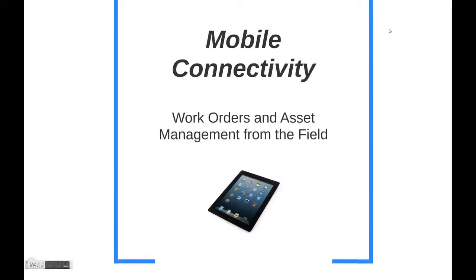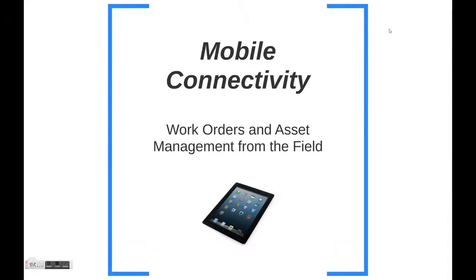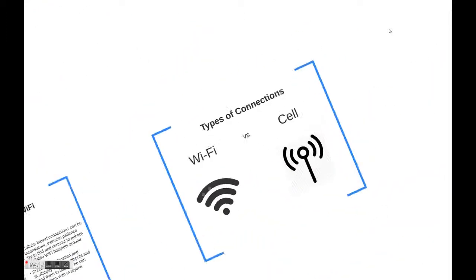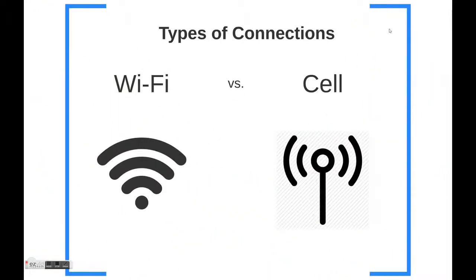Okay, we're going to be doing a quick presentation about mobile connectivity. We talk about how to connect a mobile device like an iPad or an Android device to the internet and to the Springville network in order to use the work order and asset management system from the field.